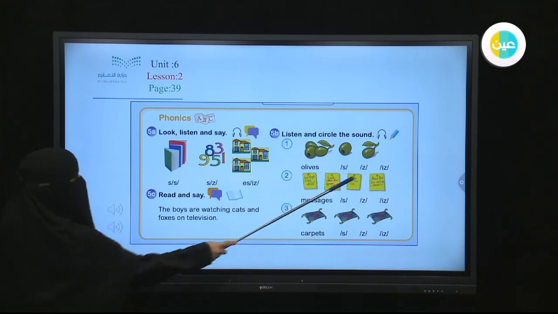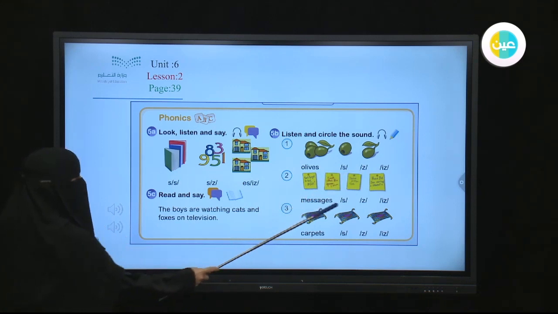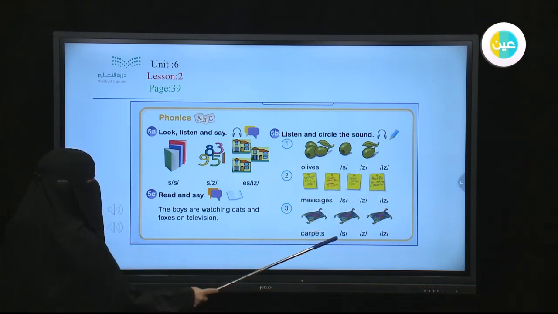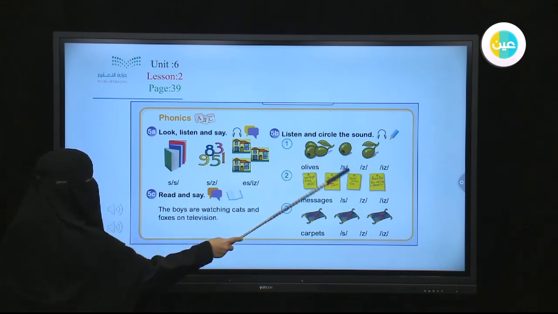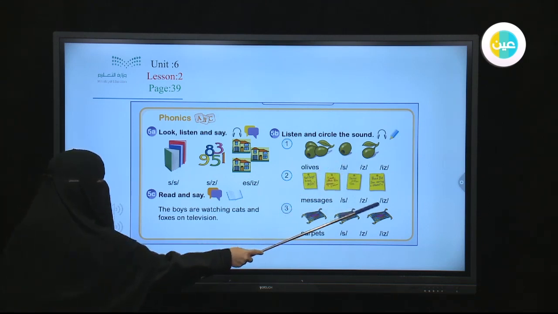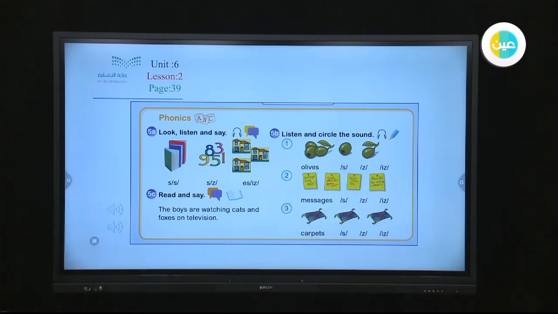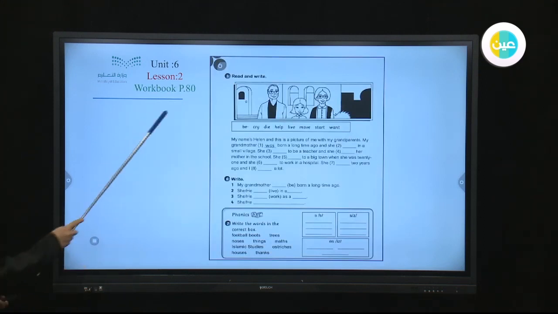Okay, so number 1, olives. This one, the middle one, olives. Messages, iz, iz. Okay, the third one, carpets, with this sound. Okay, let's try to read the sentence. The boys are watching cats and foxes on television. Again, the boys, z sound, are watching cats, the s sound, and foxes, iz, on television. So olives with the z sound, you can circle the sound. Messages iz, and carpets with s sound. Okay? This is the workbook, page 80.